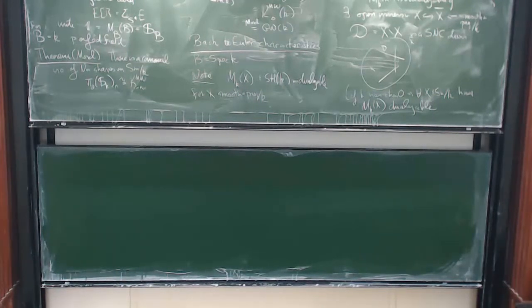Pardon me? In the topological case, the suspension spectrum of X is always dualizable. Is it? Yeah. So the method of constructing the dual is based on the method that you can use to construct the dual in the stable homotopy category of a finite CW complex.